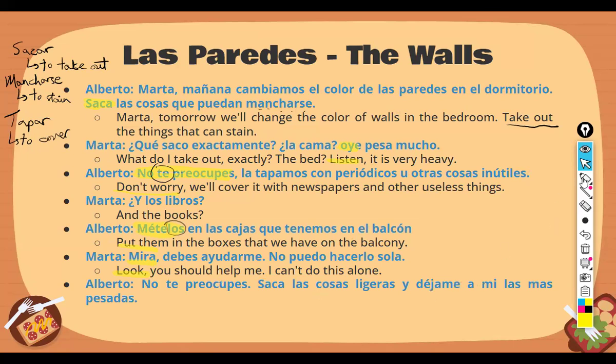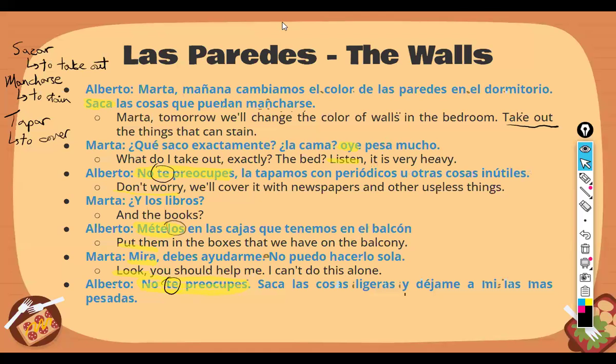No te preocupes. Don't worry again. He's very comforting, isn't he? Saca las cosas. Okay, so take out the light things. I forgot that. Saca las cosas ligeras y déjame a mí las más pesadas.